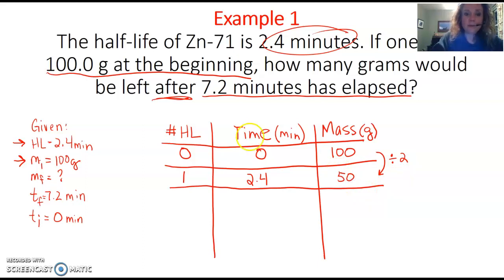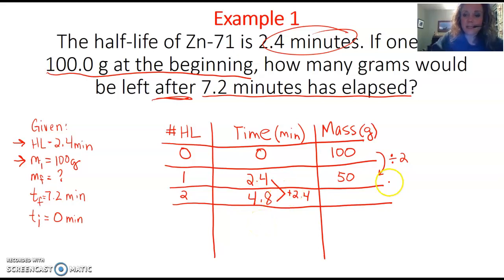What I'm looking for as far as my time column is the number 7.2. Since my time has not reached 7.2 minutes yet, I need to create another row. After 2 half-lives, 2 time increments of 2.4 have gone by. So I'm going to add the half-life here, which is 2.4, and what I get as far as minutes that have gone by is 4.8.